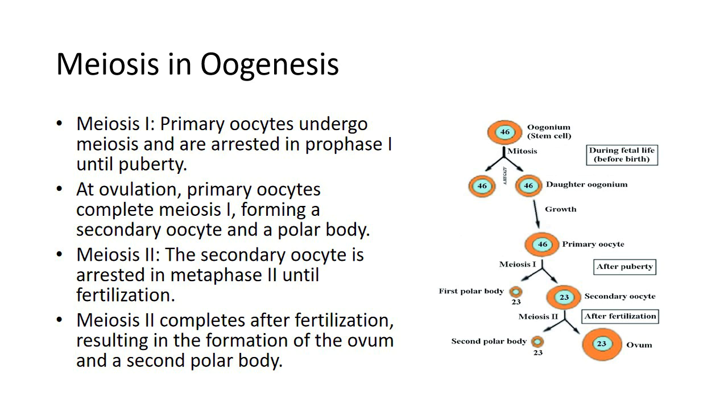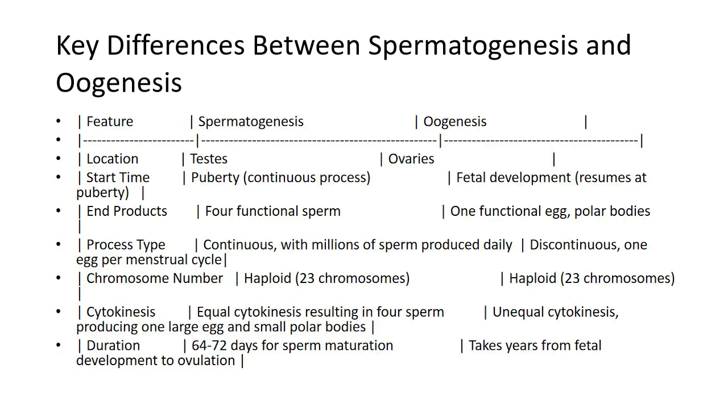Third, meiosis in oogenesis. Meiosis in oogenesis consists of two divisions. Meiosis 1 begins before birth, with the primary oocytes arrested in prophase 1. It is completed before ovulation, resulting in one secondary oocyte and a polar body. Meiosis 2 occurs after fertilization. The secondary oocyte completes meiosis 2, resulting in the formation of the ovum and a second polar body.